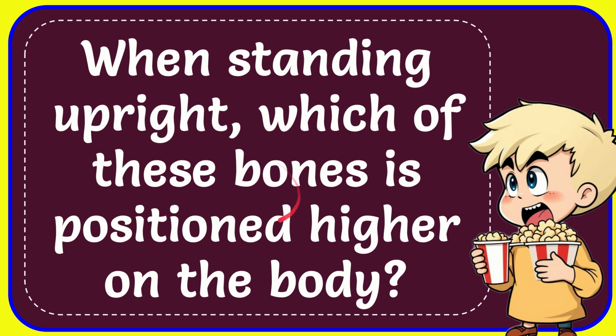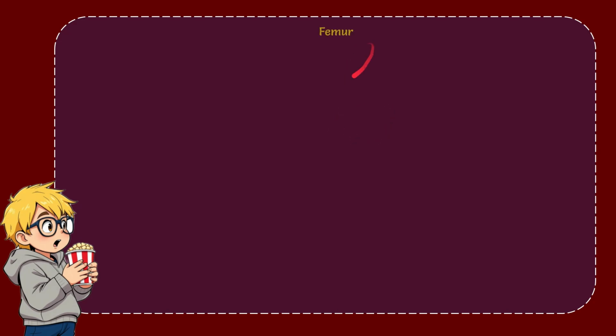In this video, I'm going to give you the answer for this question. The question is, when standing upright, which of these bones is positioned higher on the body? Now I'll give you a list of the options. The first option is femur, the second option is tibia, the third option is radius, and the very last option is humerus. And here is the correct answer for the question.